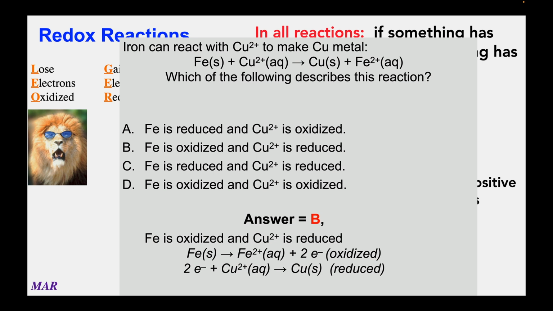Here's the actual, what's called a half reaction that shows the electrons. Remember, electrons are always negative. So positive 2 for the iron and 2 negative 1 electrons. That whole thing goes to 0, and that's what the iron is. And you can do the same thing on the copper side too.